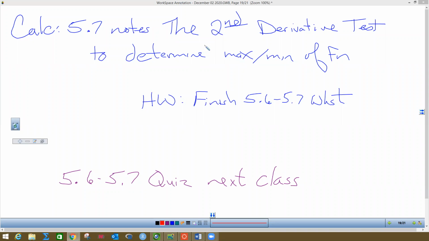Okay, these are the 5-7 notes, which is the second derivative test, which we can use the second derivative to determine a max or min of a function as well. I recommend never using this unless you have another choice, because this can confuse people sometimes. And sometimes on the AP test, they will only give you information about the second derivative and enough information where you can only use this to tell if there's a max or a min.